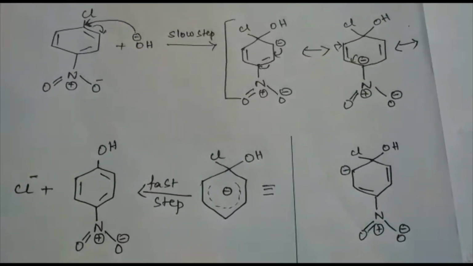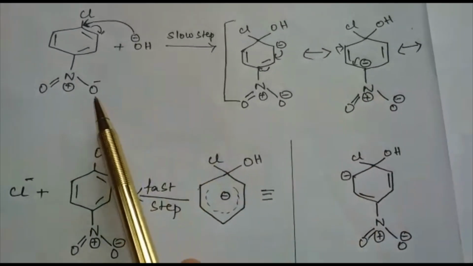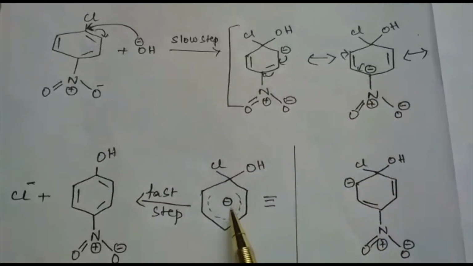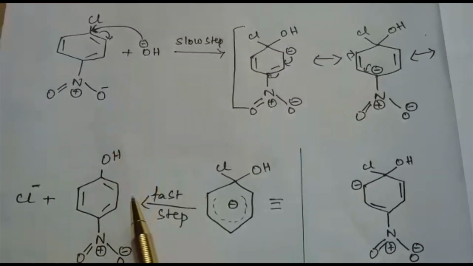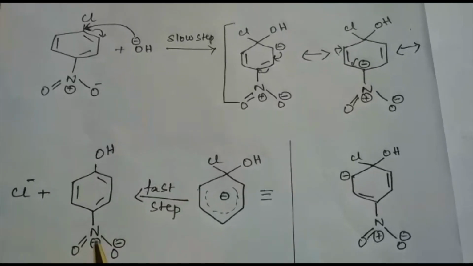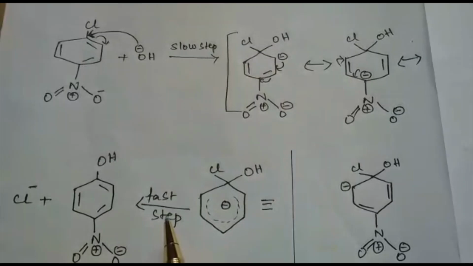Let us see the mechanism of the reaction when the electron withdrawing group is present at para position. This is the resonance structure, the resonance hybrid, and here the replacement of Cl by OH takes place. There are two steps: this is the slower step and this is the fast step.